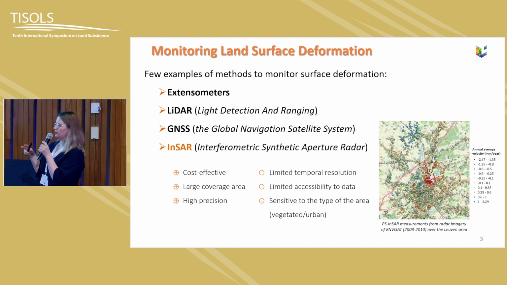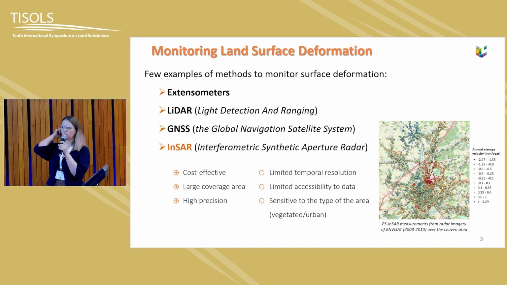And the technique used to process the images is sensitive to different types of area. As you can see on the right, it's an image of the Leuven area from the Envisat satellite, covering the period between 2003 and 2010. The one you're seeing has been processed using the PS-InSAR technique, because it's the best technique for urban areas.